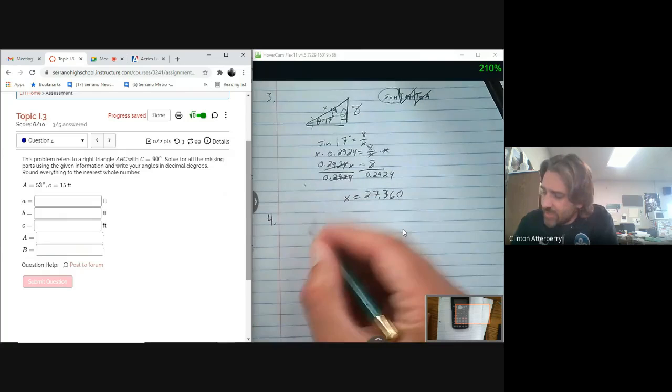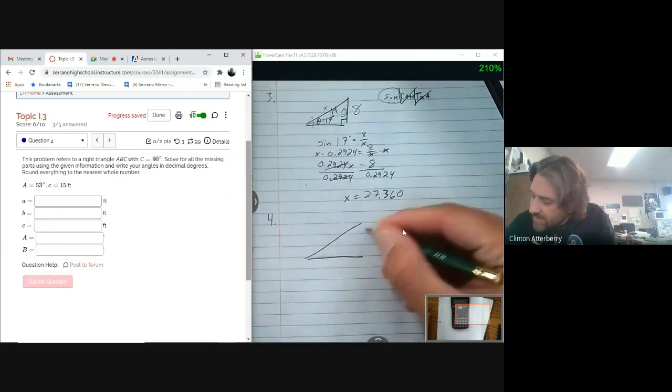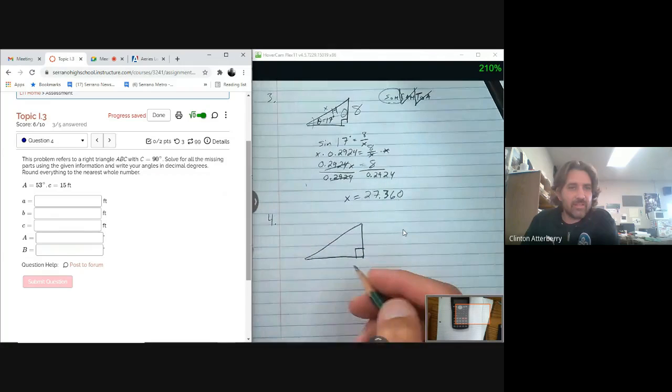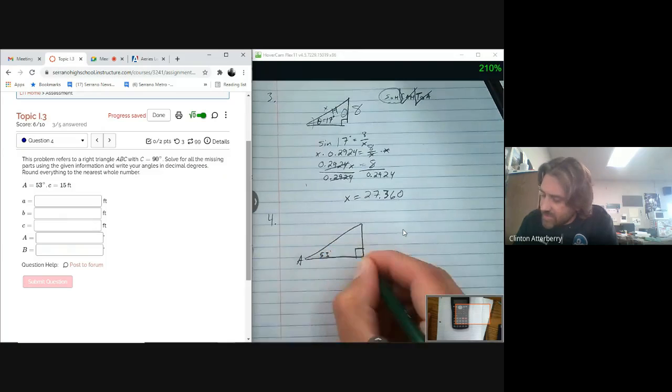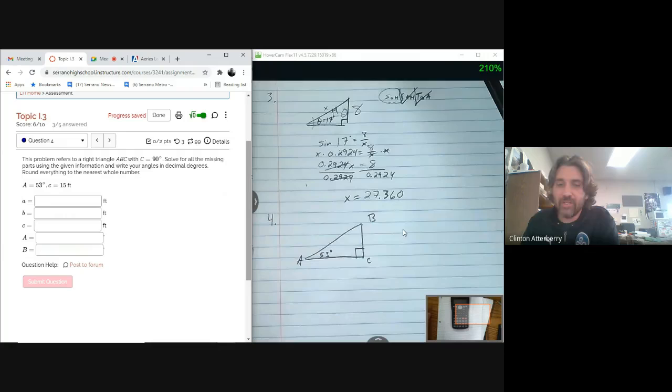All right, so we have a right triangle. Let's draw the same picture. I'll make it a little bit bigger to make it maybe easier to read. We've got a right triangle. Doesn't really matter the orientation, but we're just going to draw this to keep it consistent. And it says A is 53 degrees. This is going to be angle C because that's the 90-degree angle, and this will be angle B up in the corner. So they gave us that, and they said C is 15 feet.